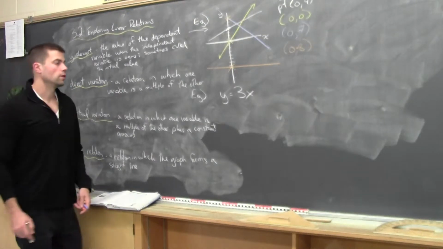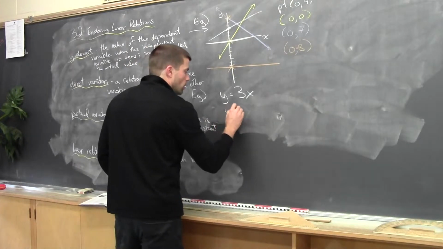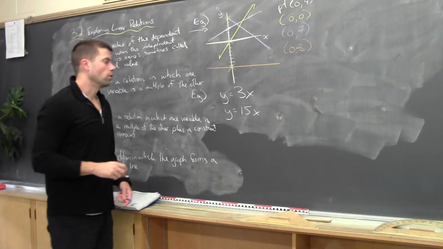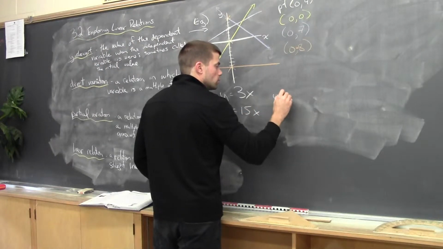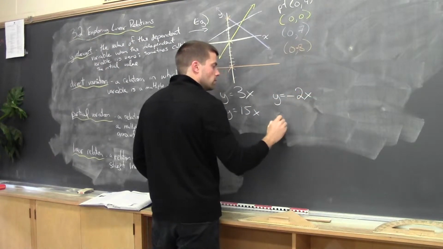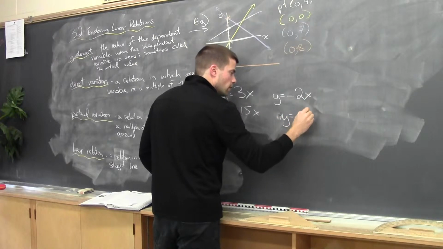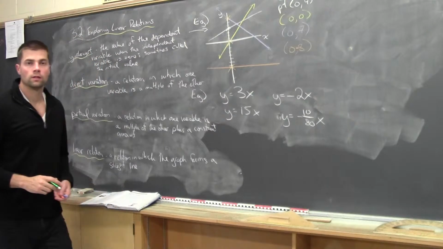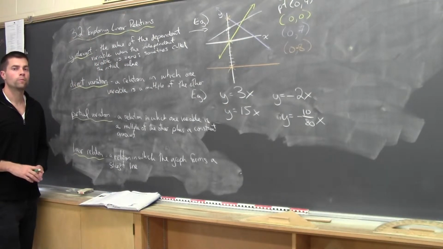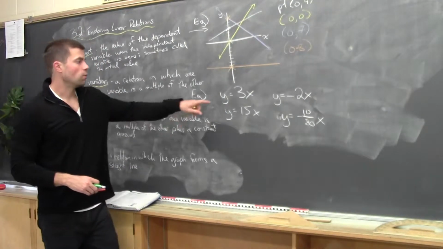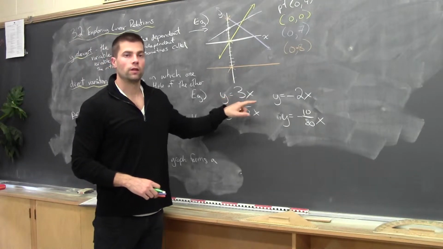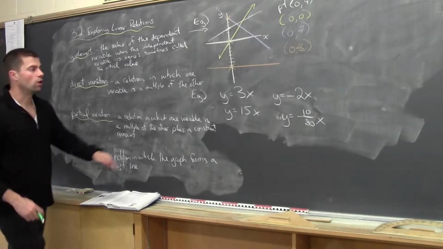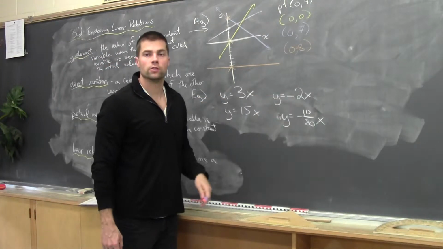Okay. Another example could be y equals 15x. Or y equals negative 2x. Or y equals negative 10 over 80x. So why is that? Because one is just multiplied by the other. Okay, it's going to make more sense when we get to partial variation. But all of these would be examples of direct variation.